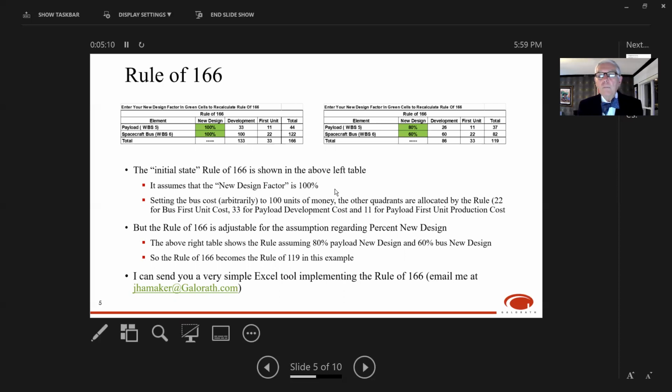Now, if you make other assumptions about the percent new development, obviously the math changes just a little bit. For example, if you use 80% new design for payload and 60% new design for the bus, showing the top right-hand table, the bottom right-hand corner becomes 119. So you can call it the rule of 119 in that case, but for convenience, I continue to call it the rule of 166.